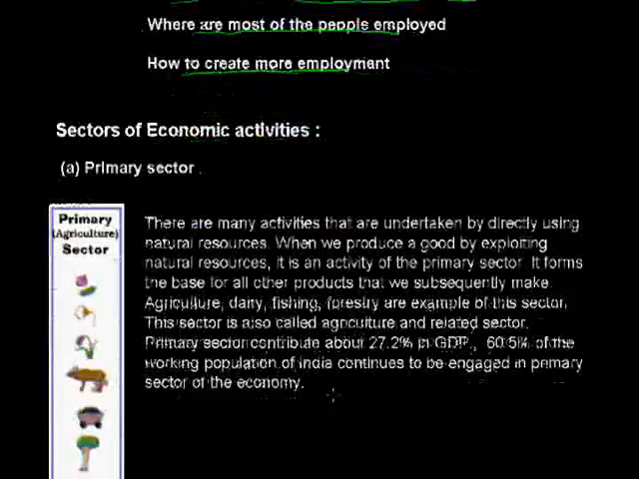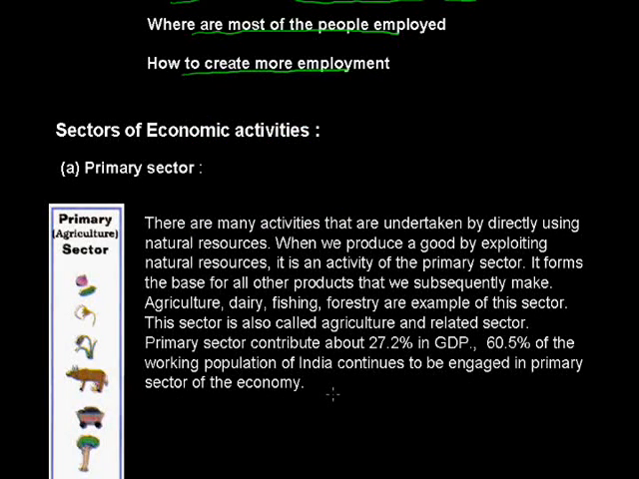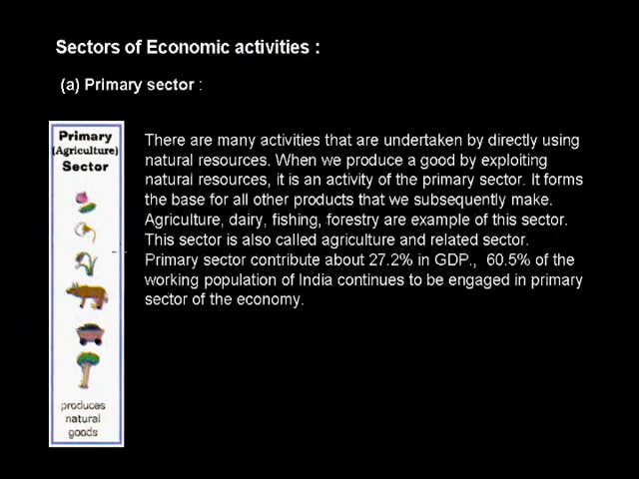If we come towards the first part of the chapter, that is sectors by economic activities, we have to discuss the primary sector. But before I go to the primary sector, let me first discuss economic activities. If you remember, most probably in class 9th, in the second chapter of economics, People as a Resource, we discussed economic activities and non-economic activities. Further, the economic activities were divided into two parts, market activities and non-market activities.